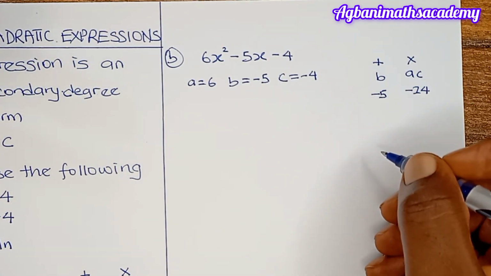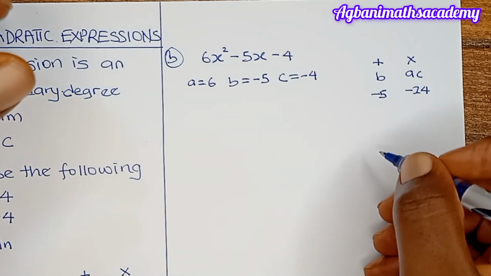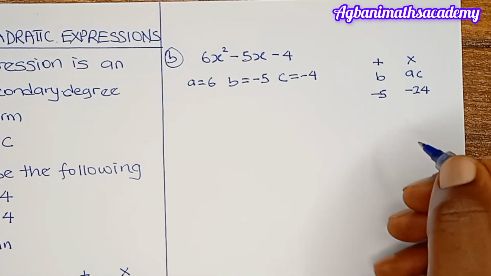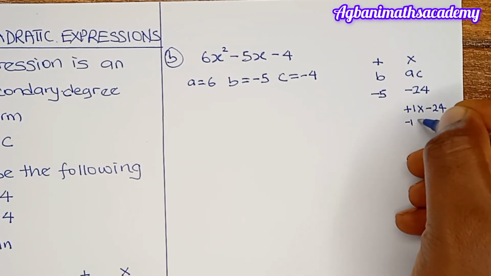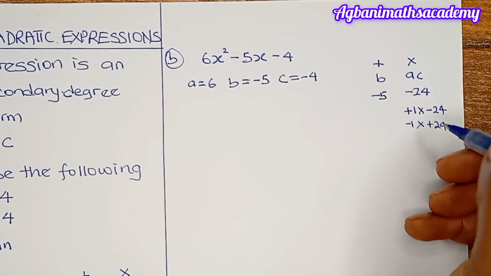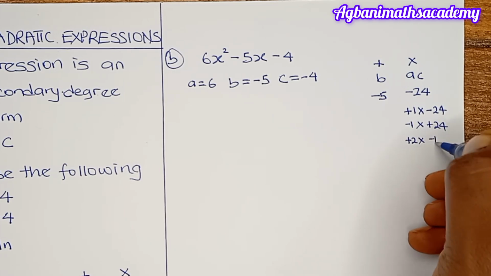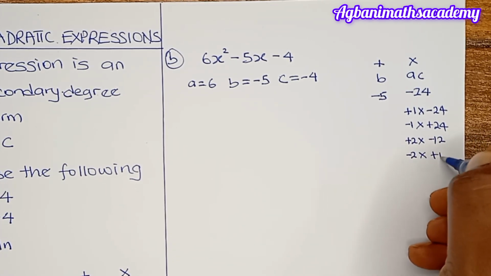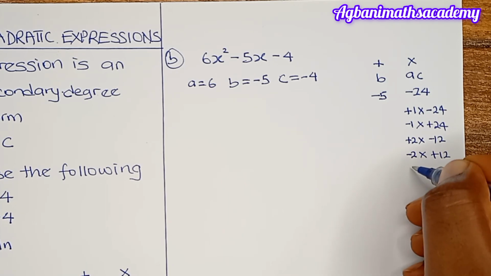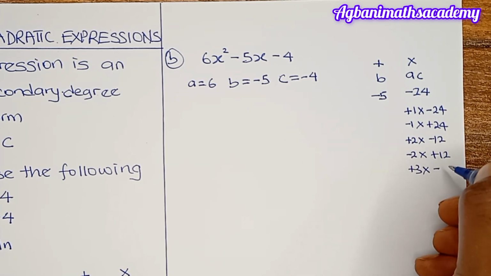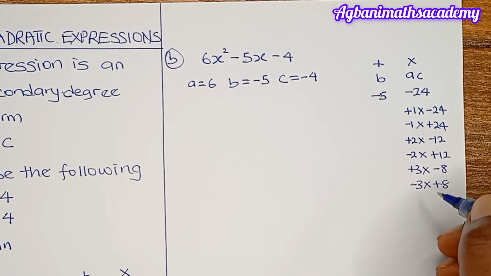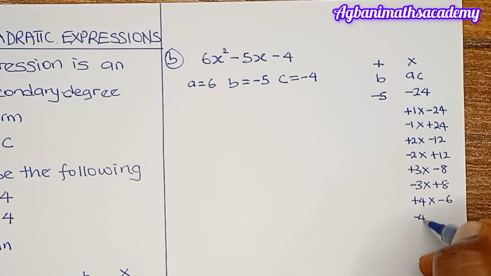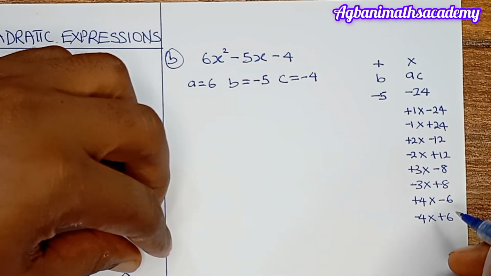This means we are looking for two numbers that will multiply themselves to give us minus 24 and add themselves to give us minus 5. So let's look at the combination of numbers. We have plus 1 multiplied by minus 24, minus 1 multiplied by plus 24. This will give you minus 24. We have plus 2 multiplied by minus 12, minus 2 multiplied by plus 12. These will also give you minus 24. Plus 3 multiplied by minus 8 and minus 3 multiplied by plus 8. This combination will also give you minus 24. We also have plus 4 multiplied by minus 6 and minus 4 multiplied by plus 6. This combination is also going to give you minus 24.